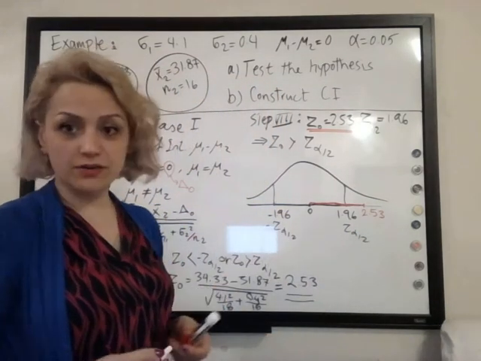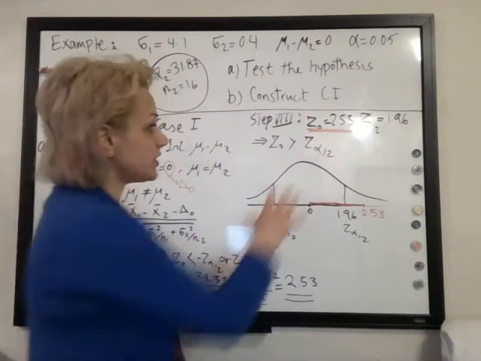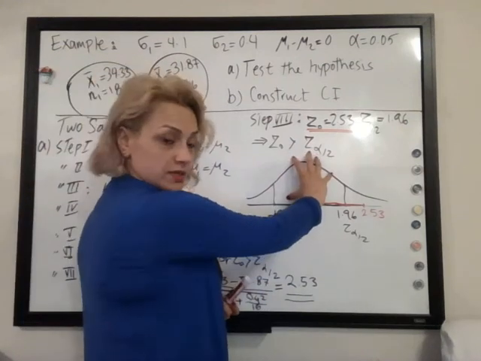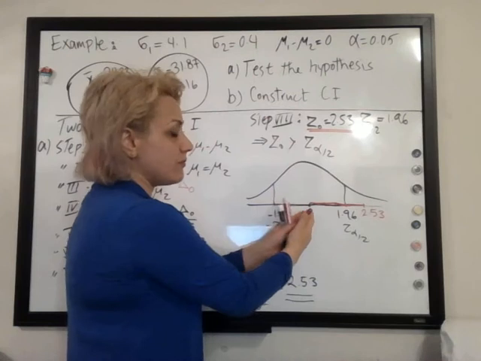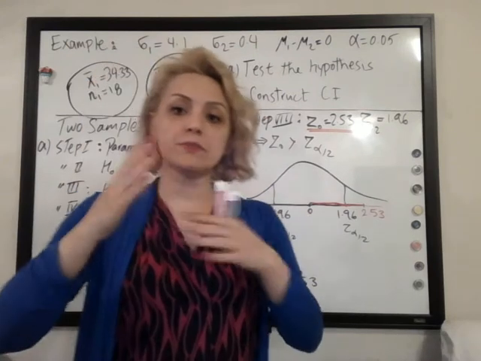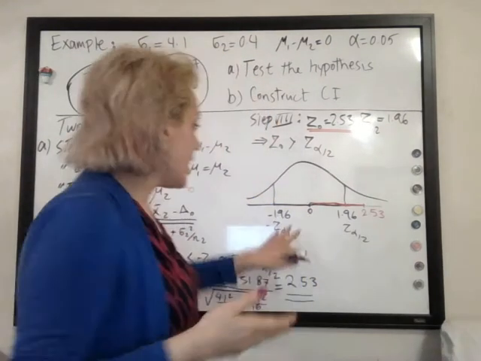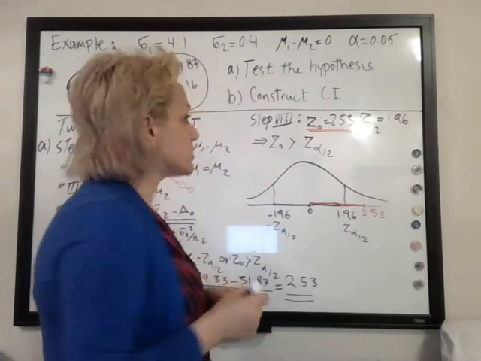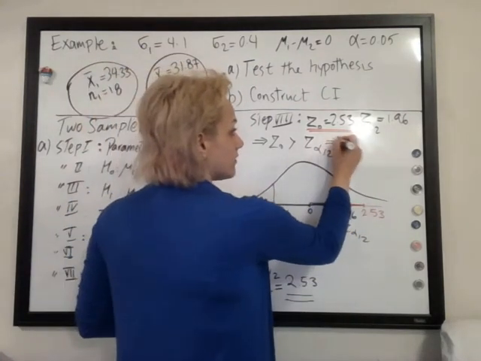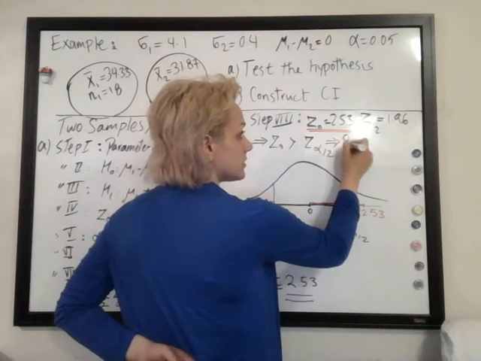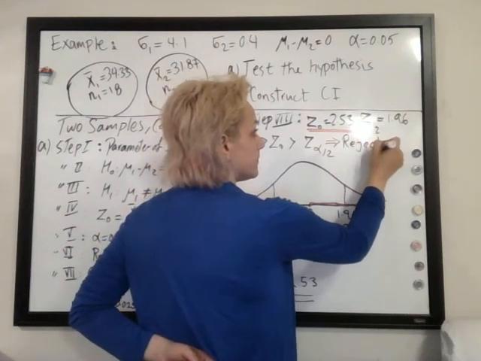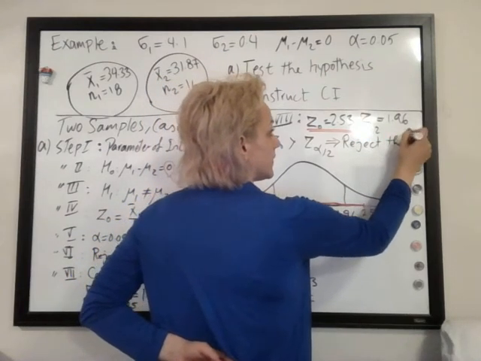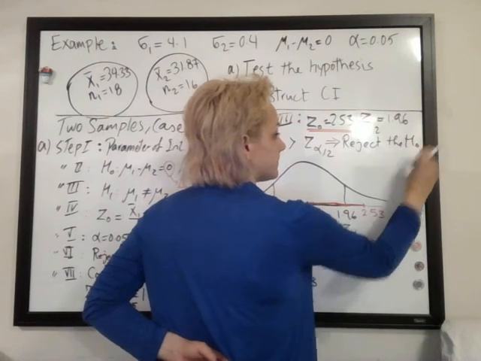So we are in the rejection area. Here is the null hypothesis, when we say our difference plus minus the margin of error. So it's going to be here, and we are in the rejection region. So the conclusion would be that we reject the null hypothesis.